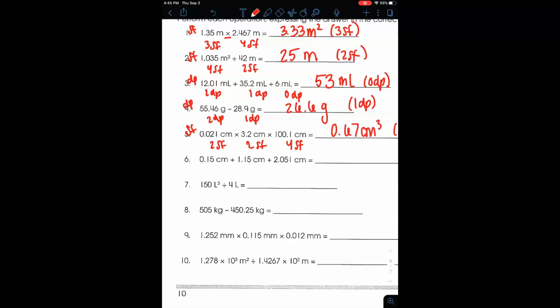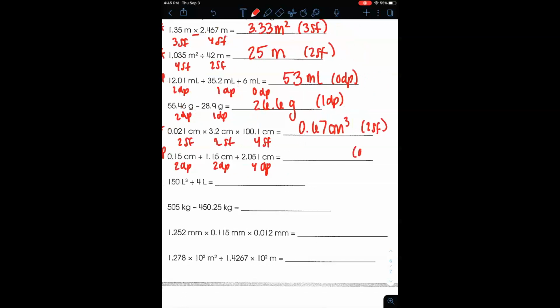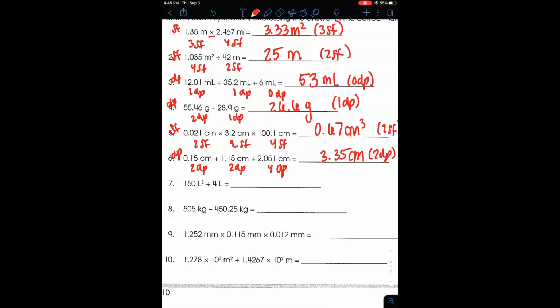The next one is an addition problem. So again, based on decimal places, plug into my calculator. I know this is getting repetitive, but that is the point. So I've got 2 decimal places, 2 decimal places, and 4 decimal places. So of course my final answer needs to be in 2 decimal places. So my answer is 3.35 centimeters.